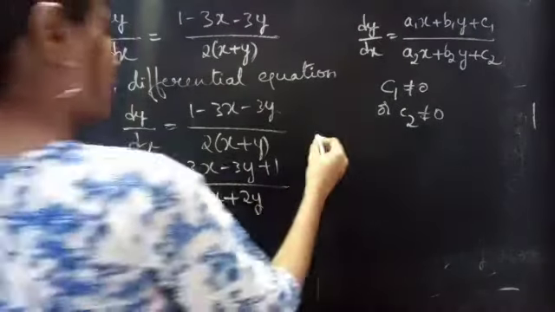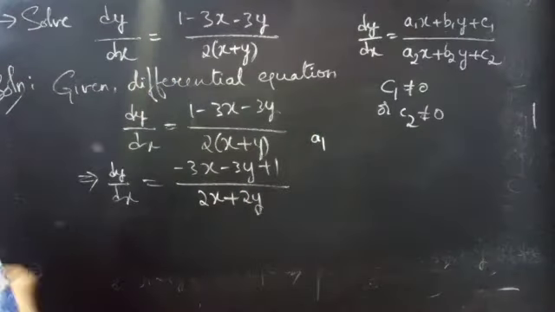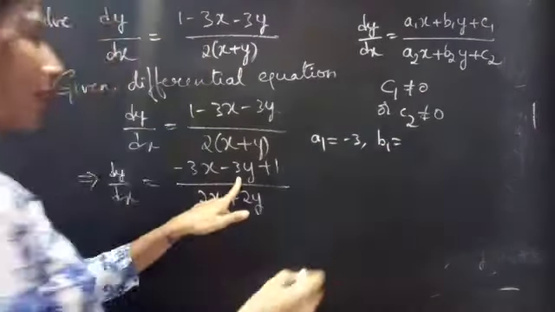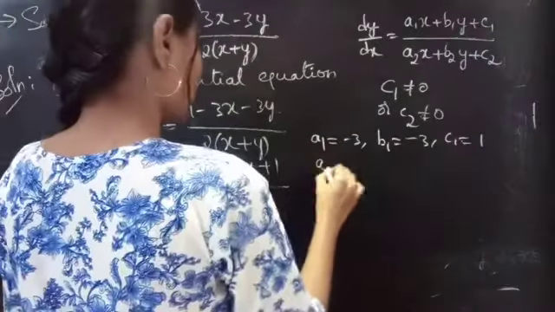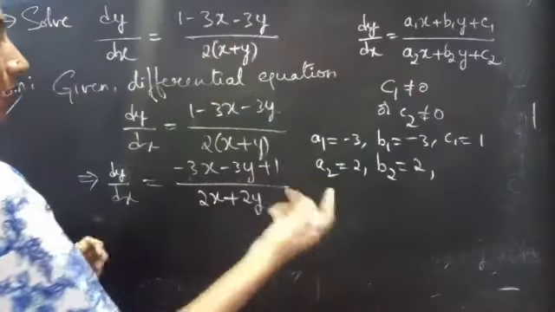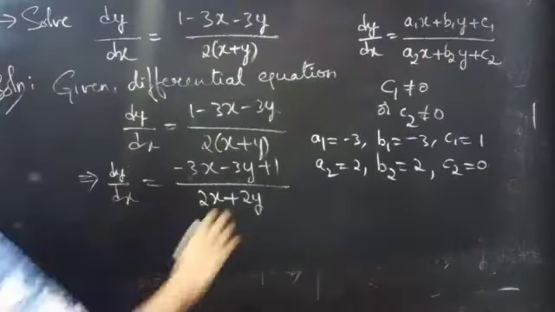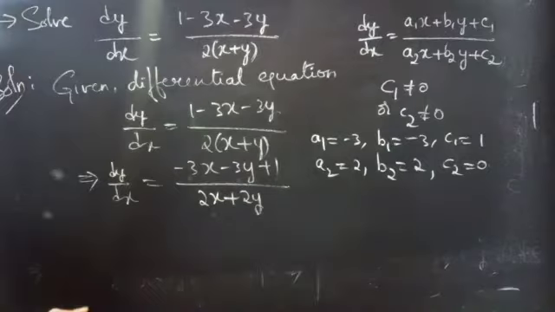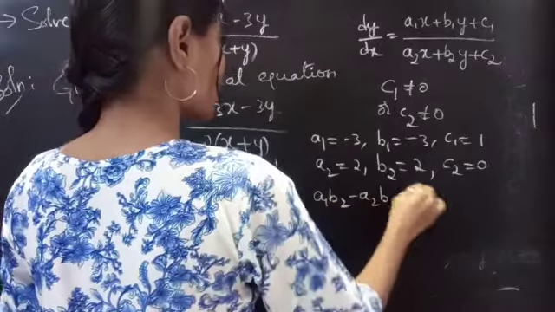By comparing the terms in the numerator and the denominator, we'll get a1 equals minus 3, b1 equals minus 3, c1 equals 1, a2 equals 2, b2 equals 2. And here we don't have any c2 term, right? So here c2 equals 0. In this problem we have c1 not equal to 0. Now we'll check whether a1 b2 minus a2 b1 equals 0 or not.